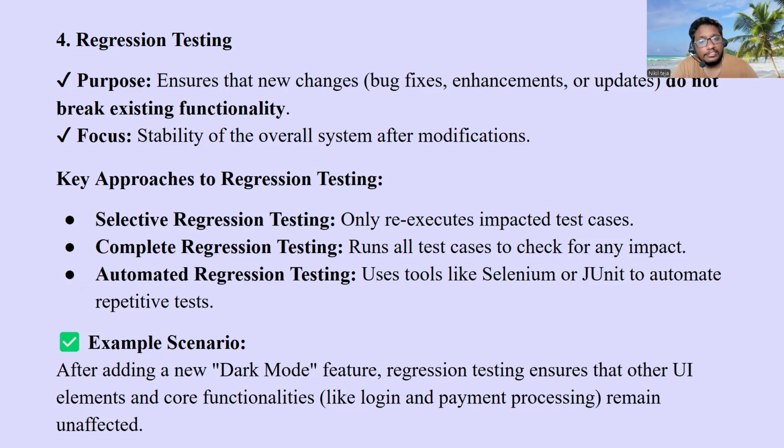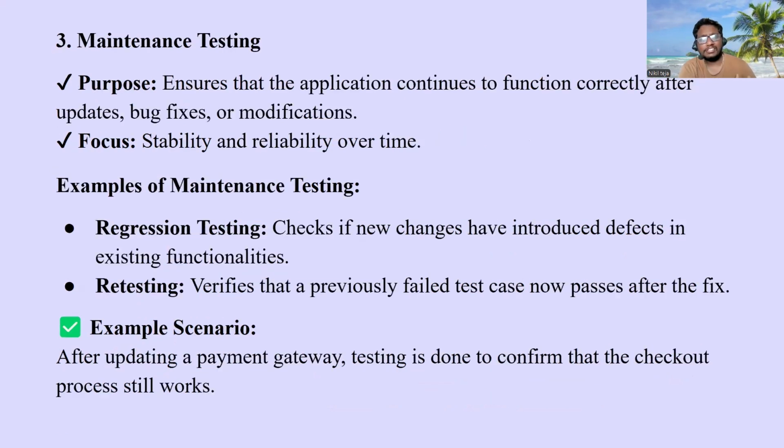Example scenario: after adding a dark mode feature, regression testing ensures that other UI elements and core functions remain unaffected. For example, if your software did not have a dark mode feature before, but after adding it, you will be checking the UI functionality of the system. UI is nothing but the user interface, the interface of the software. You will be checking whether the interface of the software is affected or not. That is regression testing.